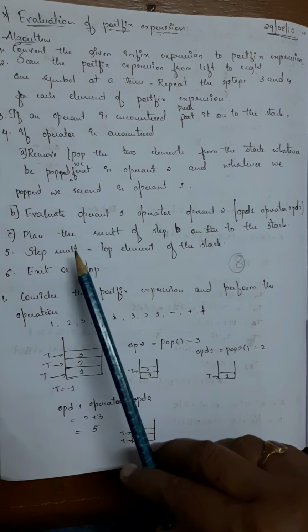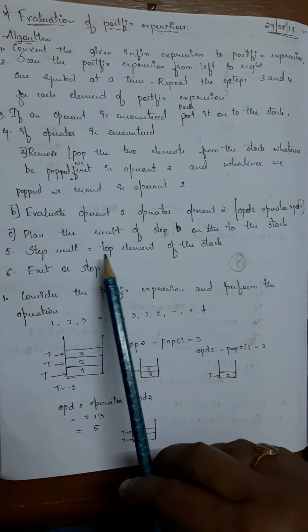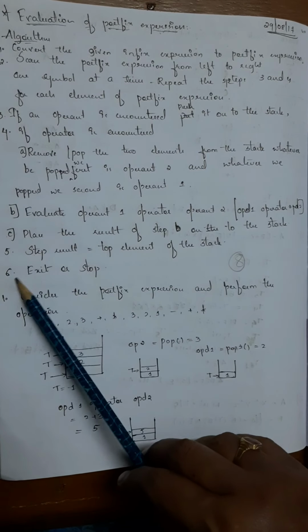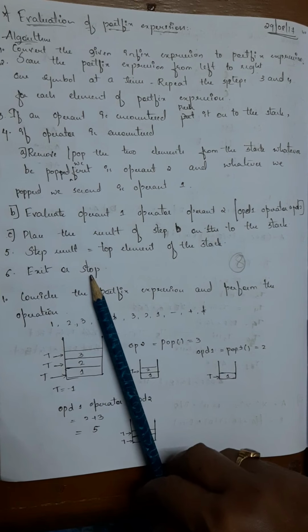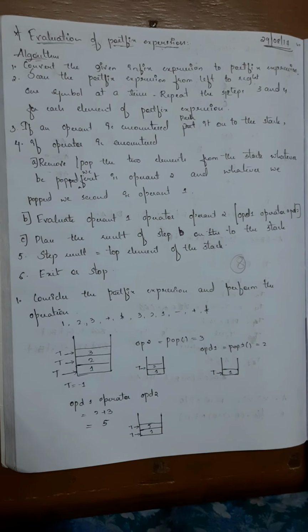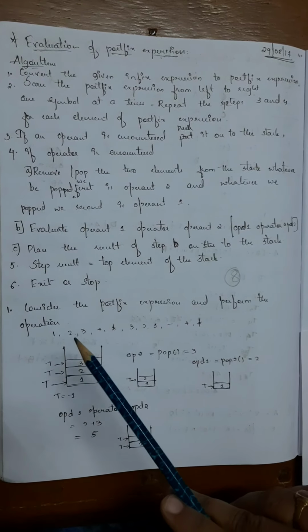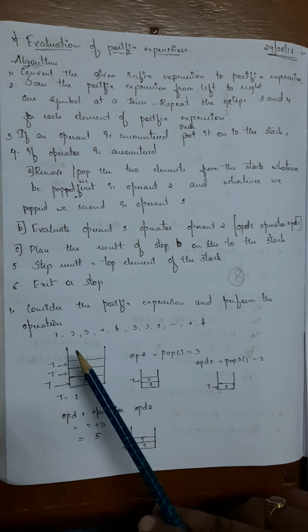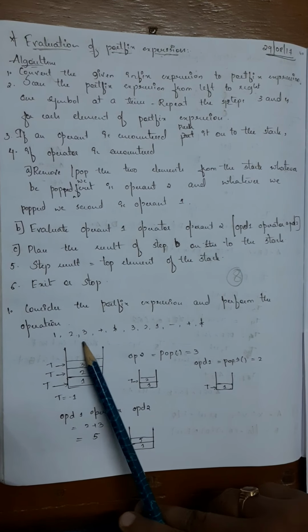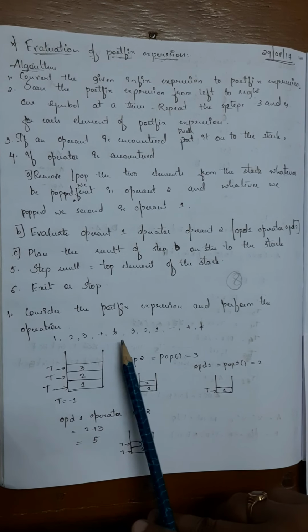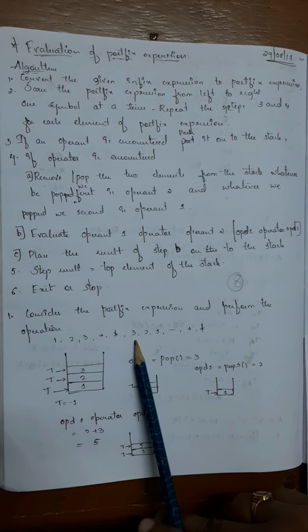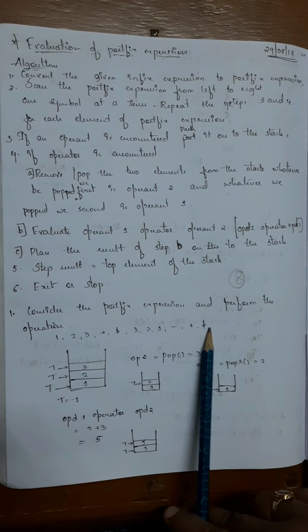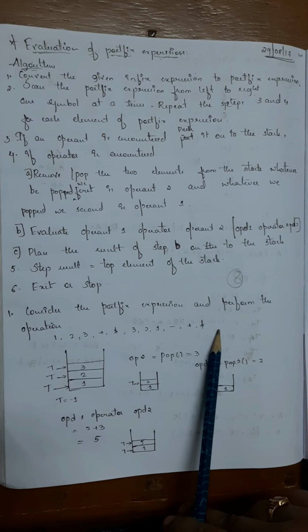In step 5, we consider the result as the topmost element of the stack. The sixth step is to exit the algorithm or stop the processing. Now we'll apply that algorithm for the given postfix expression. The postfix expression has 1, 2, 3, plus, star, plus, 3, 2, 1, minus, plus, star. So this is a postfix expression.